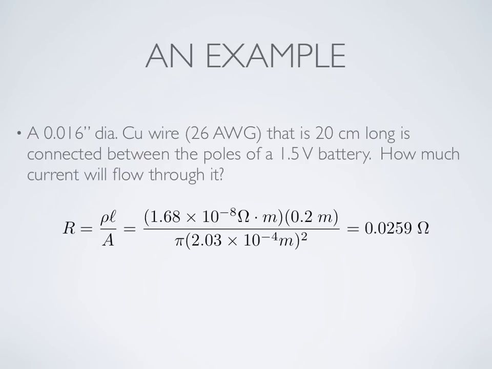In any case, now that I have R, I can use my V equals IR to figure out what the current will be. V divided by R gives me 57.9 amps. Now, there's a bit of a lie in this problem in the fact that the battery probably can't actually give me 57.9 amps. If I had a battery that really could store 1.5 volts and deliver that much current, it would do it, and it would probably actually fry this wire in a real big hurry because it would be too much power dissipated. We'll talk about that soon too. But in any case, if I idealize this, that would be the current that would flow. I'll talk about why that isn't really the case later on.